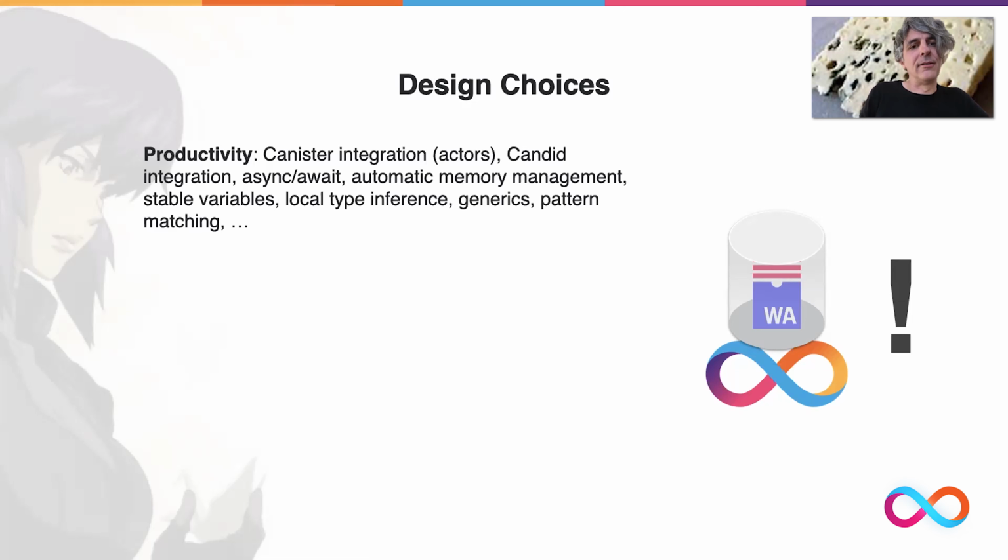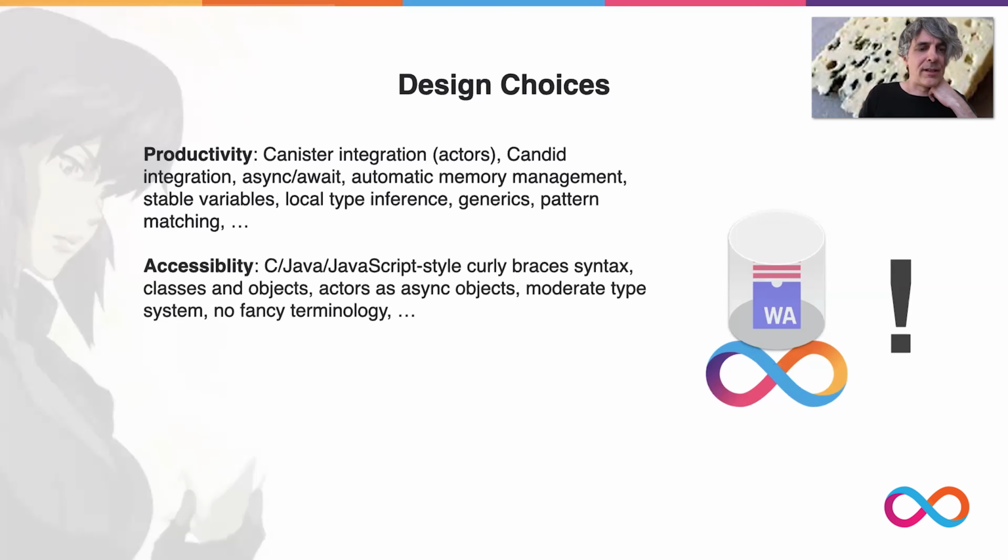It has features which are somewhat more common nowadays, like async await. It obviously has garbage collection, so automatic memory management, so you don't have to worry about that. Stable variables, I'm also going to say something about, and then quality of life features, like some form of type inference, generics, and pattern matching for writing concise and readable code.